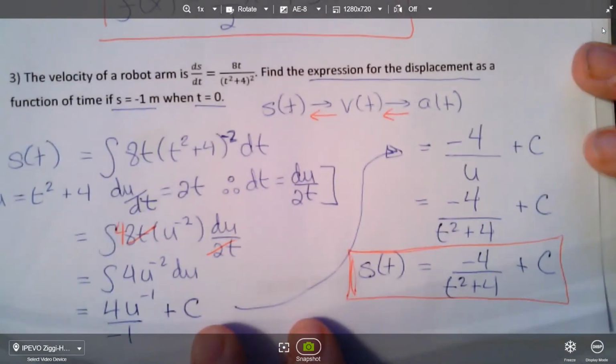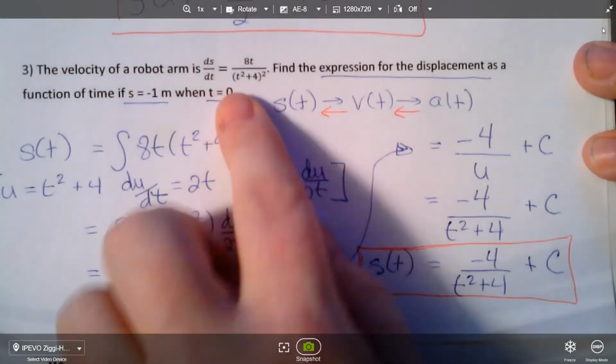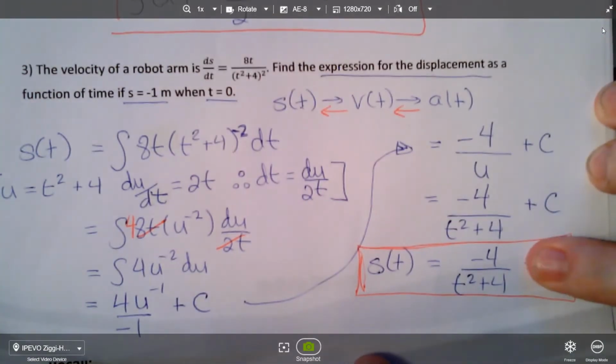So the function for the displacement for this robot arm that moves with this type of velocity is actually just this here. So there is no C. That is the correct function for the displacement. All right.